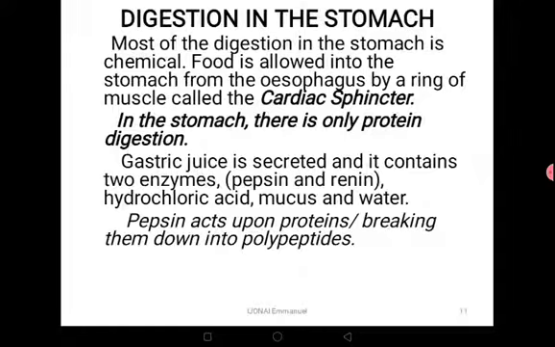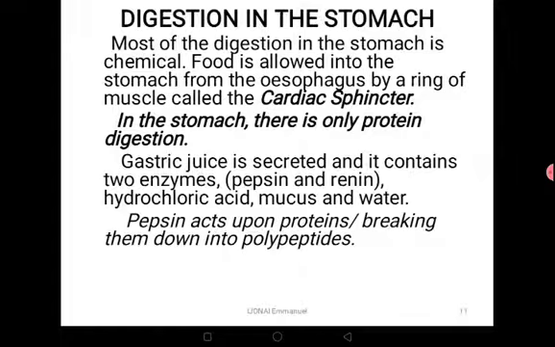Then we are now at the stomach. Now that we have food in the stomach, it has moved by peristalsis to the stomach. What will happen there now? Most of the digestion in the stomach is chemical. I'm not saying all, but most of the digestion in the stomach is chemical digestion. Food is allowed into the stomach from the esophagus by a ring of muscles that we called the cardiac sphincter. So in the stomach, there is only protein digestion.